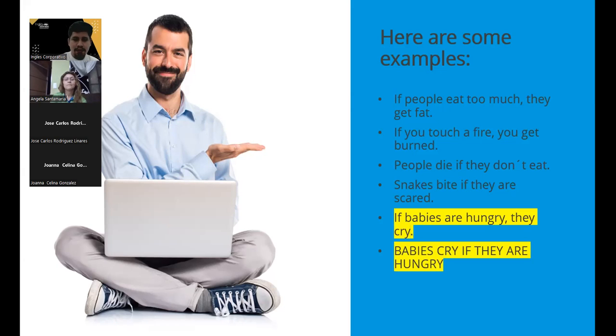So if we have a condition in zero conditional, we are going to have a result that is going to happen if we achieve this condition, okay? So there are some other examples here, like people die if they don't eat, snakes bite if they are scared. In this kind of conditional sentences, in zero conditional to be more specific, we have two different options in order to express ideas. As you see in the examples that we're discussing, we can use the conditional and then the main sentence. Another way to say that is we have the condition and a result, okay?